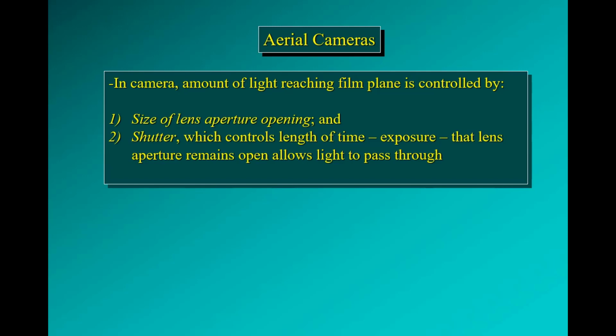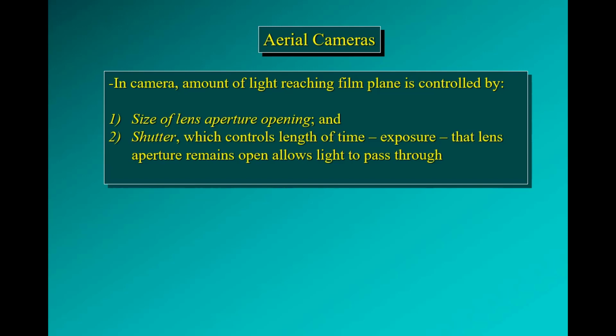In a camera system, the amount of light that is actually going to reach the film plane is going to be controlled by a couple of things. One, the size of our lens aperture opening, and number two, a shutter, which is going to control the length of time or the exposure that the lens aperture remains open, that is going to allow light to pass through or photons to pass through.